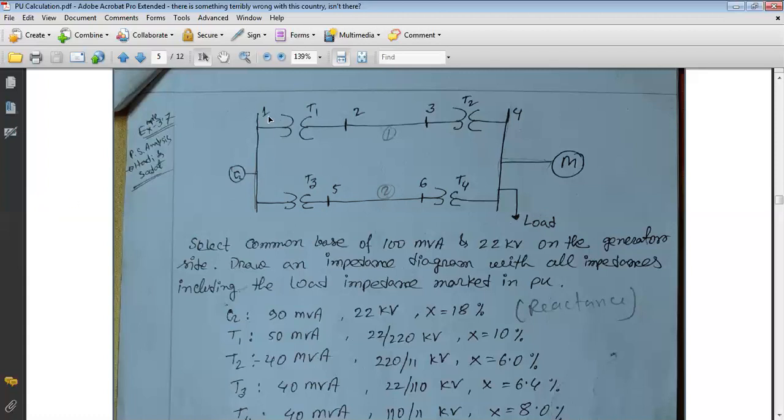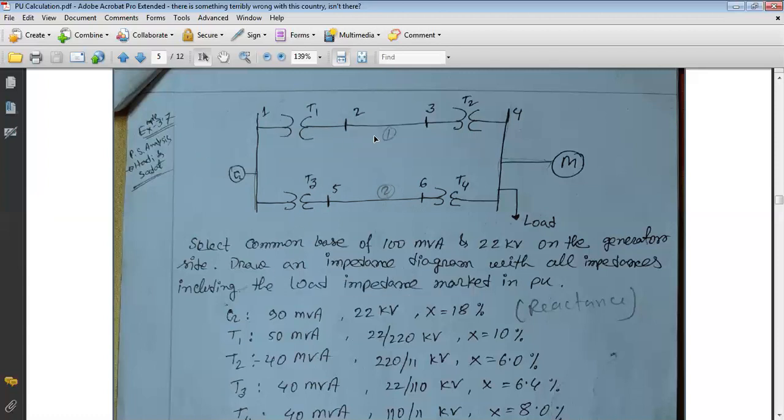So this is bus number 1, and in bus 1 a synchronous generator is connected. This is the generating unit, and this is the parallel line, that is, two transmission lines connected together. So this is a double circuit transmission line.